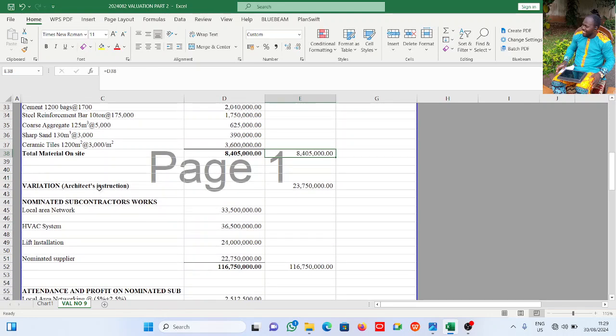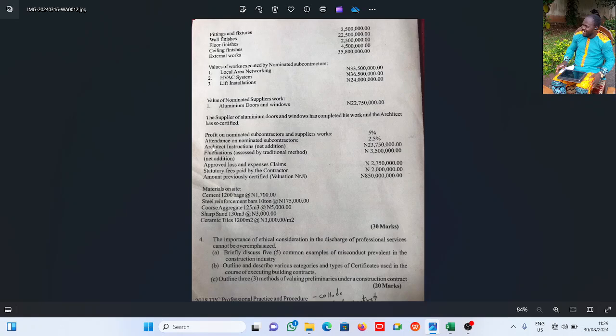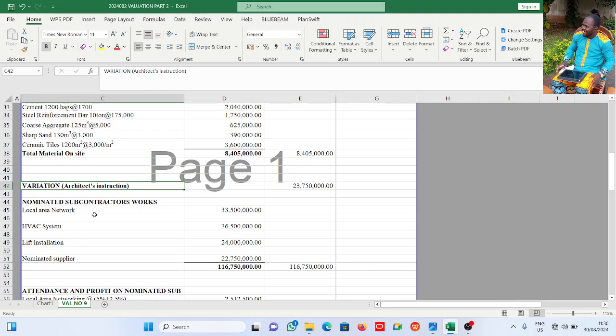Now this is what we brought here. In the question you see variation, that is the architect's instruction. Let us come here. Yes, here. It says architect's instruction. You can see it here. The architect's instruction is 23,750,000. Now see the materials on site. It has been treated. Now you can see it.